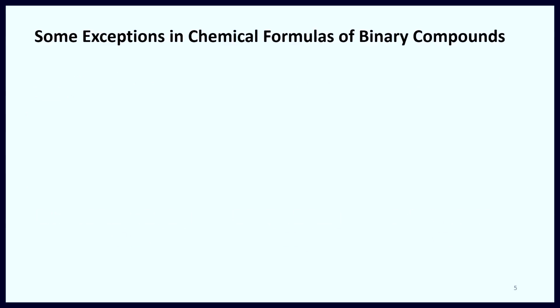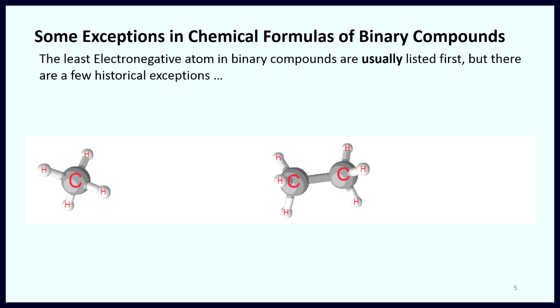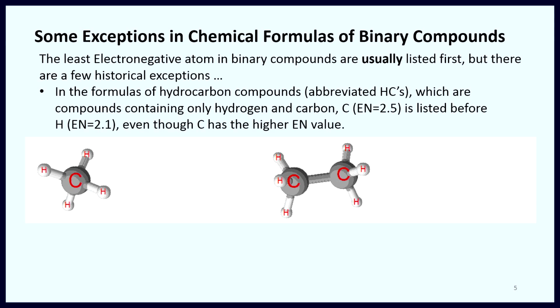Now, there are some exceptions in chemical formulas, and we'll deal with a couple of them right now. The least electronegative atom in binary compounds is usually listed first, but there are a few historical exceptions. Take a look at these 2 molecules. These are hydrocarbon compounds. We would abbreviate these as simply HC. They are compounds that contain only hydrogen and carbon.